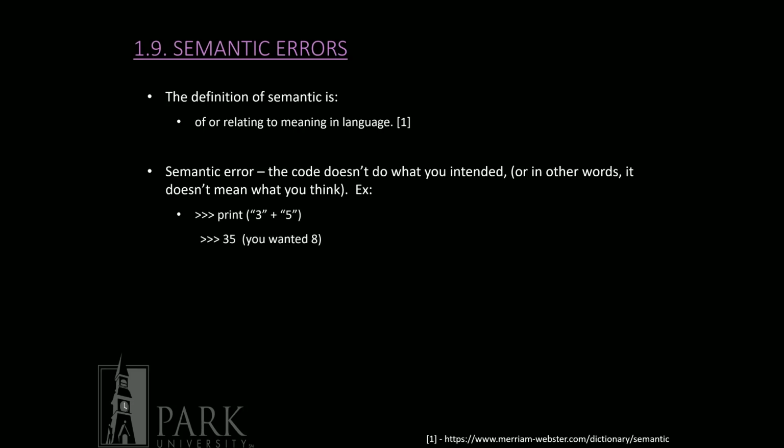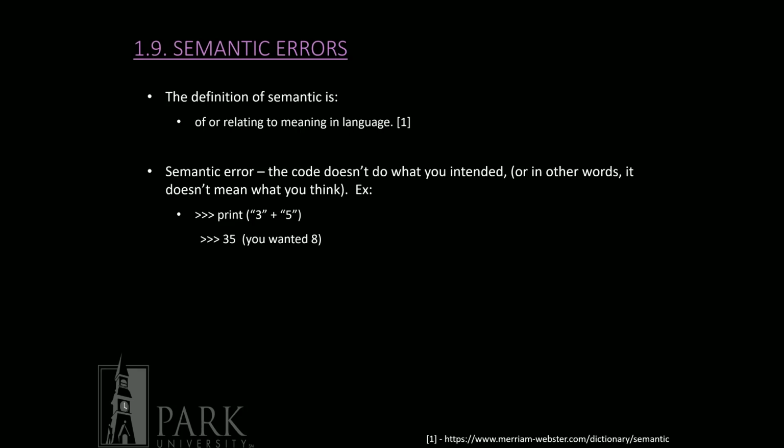Well, here's an example right here. We are printing 3 plus 5, and it's going to print out 35, but you wanted 8, okay? Because the way that this is written right here, this is a string, and so it's going to do what's called concatenation. It's going to put the two strings together instead of actually doing the addition.